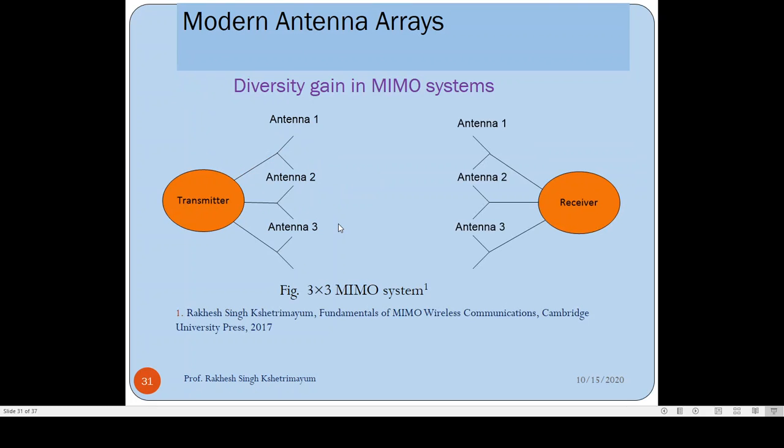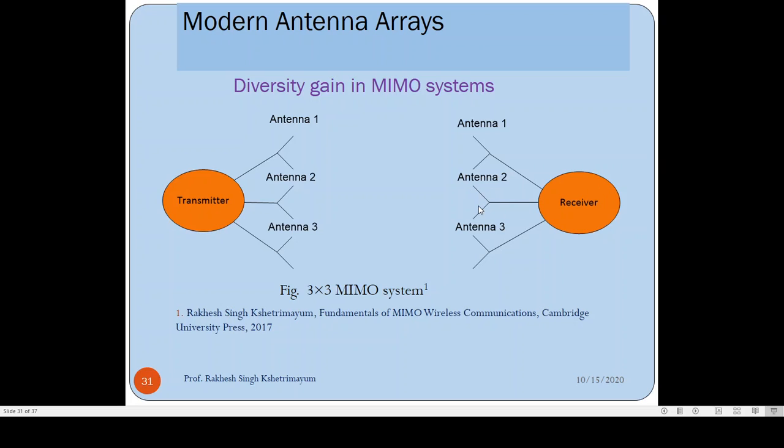You must have come across MIMO systems nowadays. This is one of the latest areas of research in wireless communication. If you want to explore, you can explore this. I have another book, Fundamentals of MIMO Wireless Communication, published by Cambridge in 2017. So basically, what are the two advantages of a MIMO system? In a single antenna system, you have a transmitter with just a single antenna, and you also have a receiver with a single antenna.